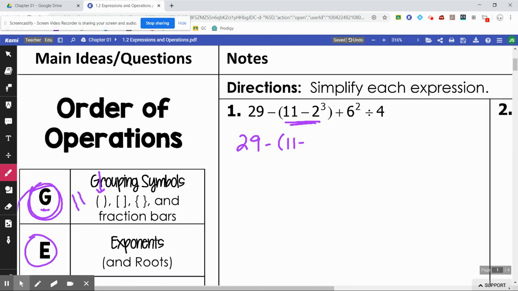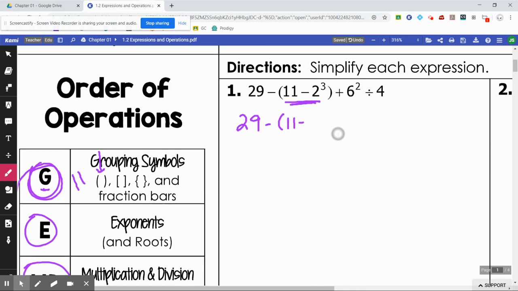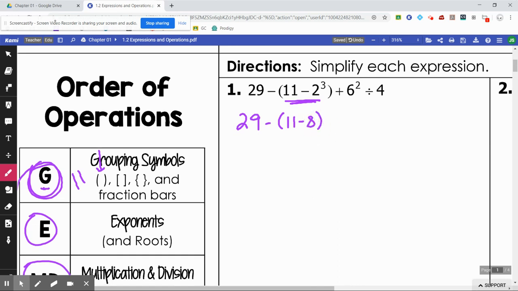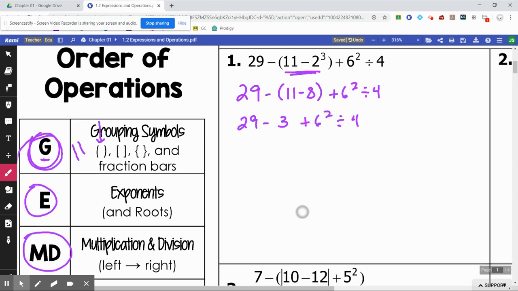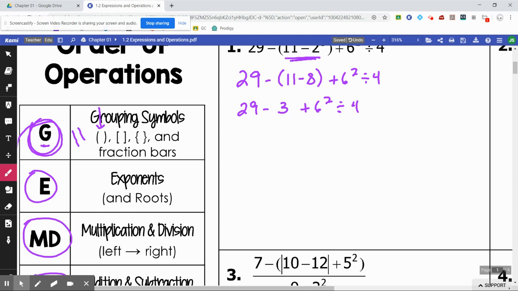So we do have some exponents here. 2 to the third means 2 times 2 times 2, which is 8. Everything else stays the same. We still have not gotten rid of those grouping symbols, so let's go ahead and finish it up by doing 11 minus 8. Now we have done everything inside of grouping symbols so we can get rid of them. Now we've gotten rid of the G, so now let's move on to exponents. We do have some exponents here. So 29 minus 3 plus 6 to the second power, that's 6 times 6, which is 36.